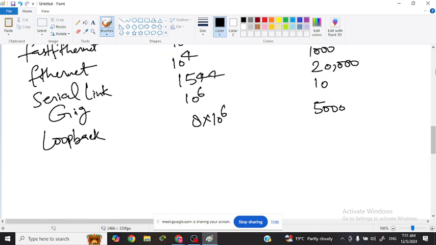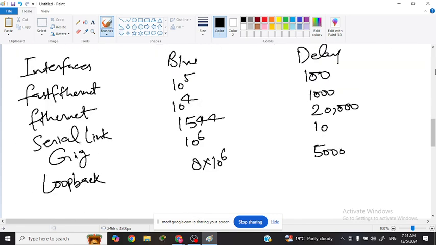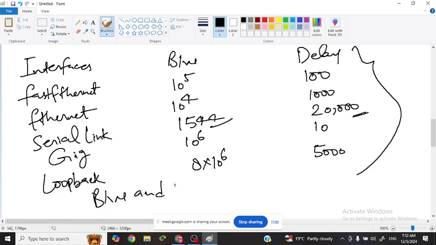So was it provided as some random values, or are they fixed for the interfaces? No, these are the fixed values. Are you seeing a pattern here? Increasing the bandwidth means decreasing the delay. Bandwidth and delay are inversely proportional.